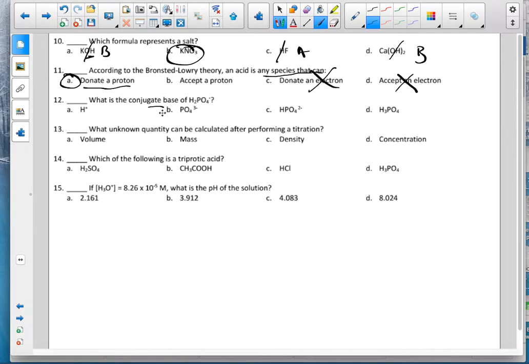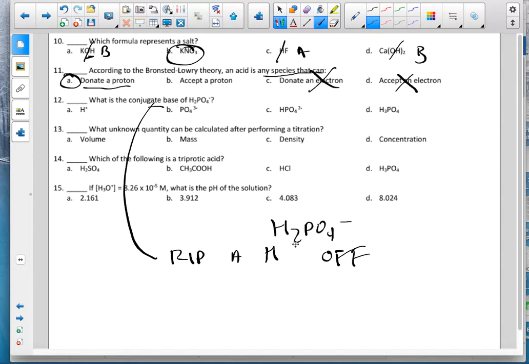Conjugate base. If they're asking you what a conjugate base is, all you do, when it says a conjugate base, it means rip an H off. Wants a conjugate acid, you add an H. So if I have H2PO4 minus, just take an H off. So instead of 2, there's going to be 1, and it's going to make the charge become 1 more negative. So that's what I end up getting is C for 12.